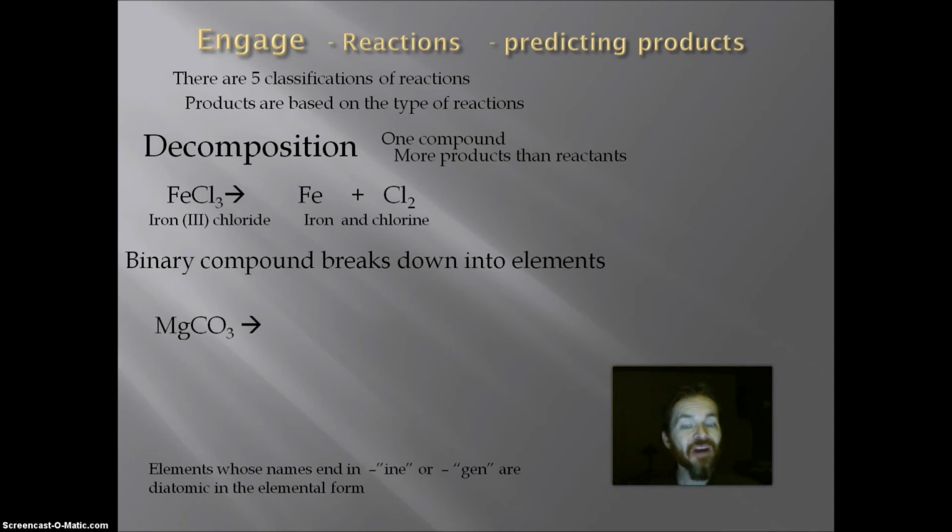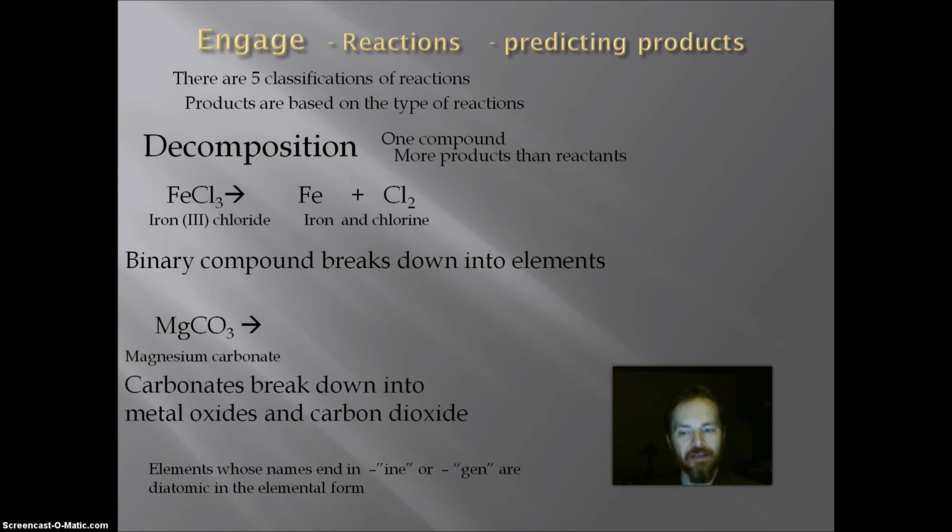Could have a little bit more complicated of a product like MgCO3, which is magnesium carbonate. And whenever we get a carbonate, carbonates will break down into a metal oxide and carbon dioxide. So if this was magnesium carbonate, it will break down into magnesium oxide and CO2. So magnesium oxide and carbon dioxide will be the products of the breakdown of magnesium carbonate.